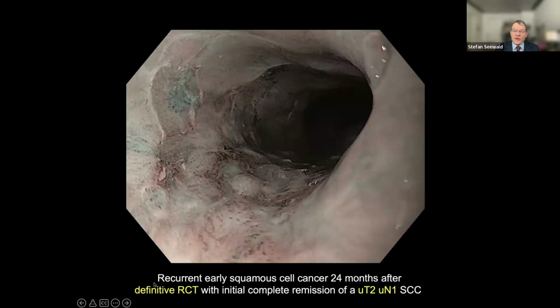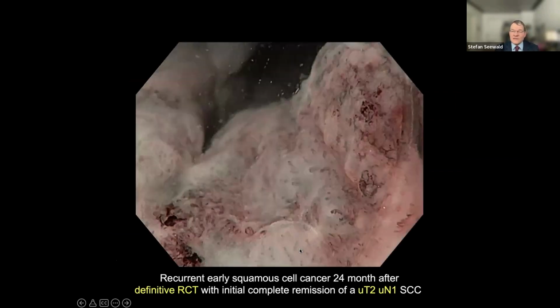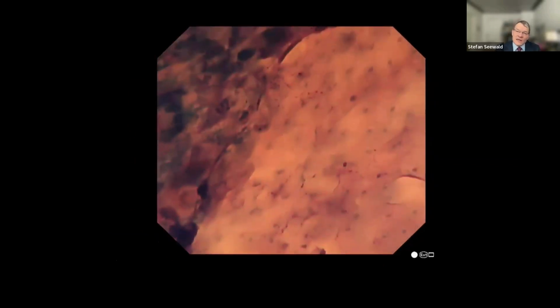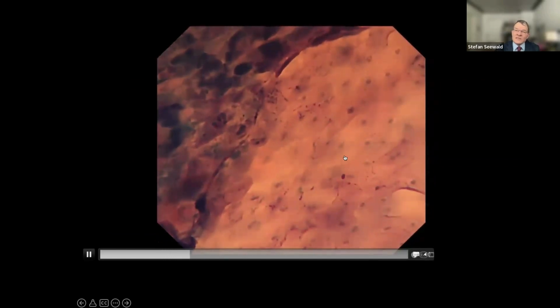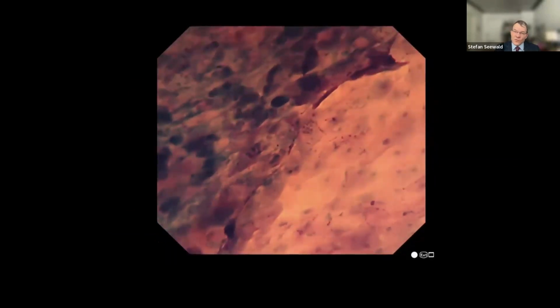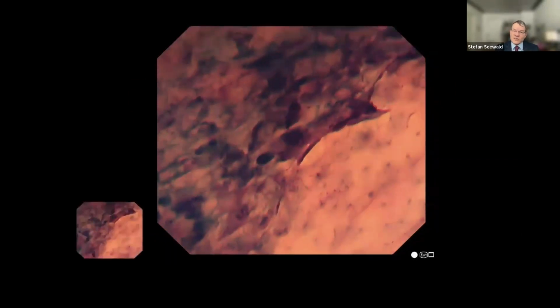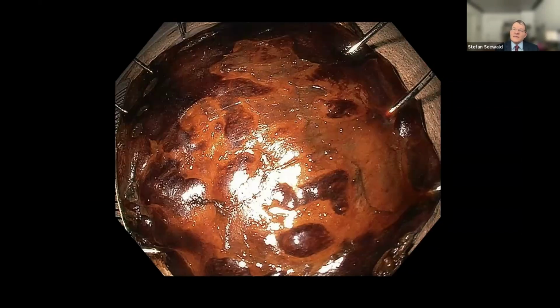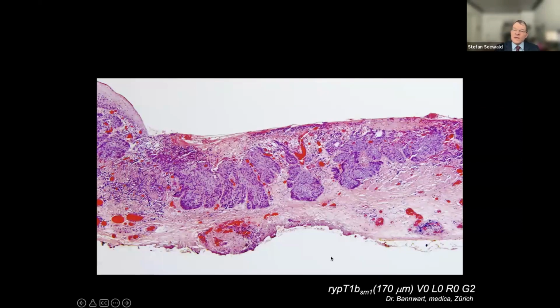He got definitive radiochemotherapy. And after 24 months, he developed again early squamous cell cancer. This is here the underwater endoscopy. And in this patient, we performed an endocytoscopy. Here you can nicely appreciate this is the regular squamous cell epithelium. Here is the cancer. And also with the technique I've shown you before, the multi-point traction technique, we performed an endoscopic submucosal dissection. This is the specimen. And here in this case, we had a superficial submucosal invasion, no lymphovascular invasion.